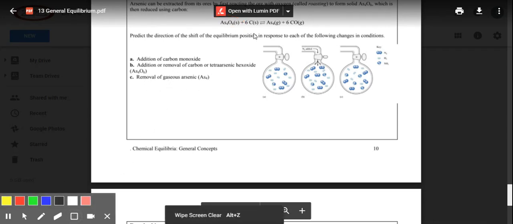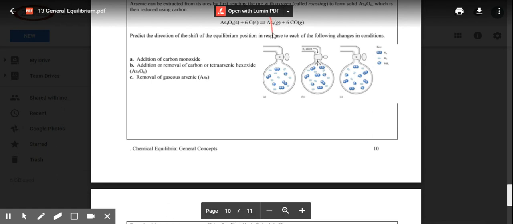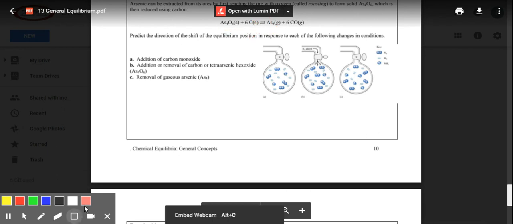For part C, it says I'm removing As4. So if I remove that, my reaction is going to shift to compensate for that towards the products. What does that mean about CO? Well, that means I'm going to make more of it. What does that mean about carbon and the tetra arsenic hexoxide? That means that I'm going to decrease its value. I'm going to use it up to make this stuff. Let's go to the next scenario, the next set of questions.